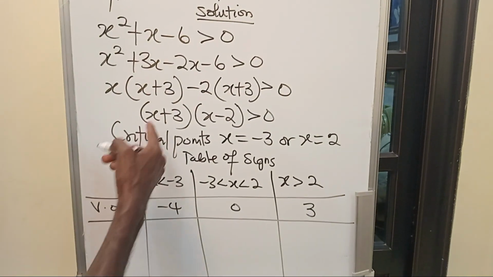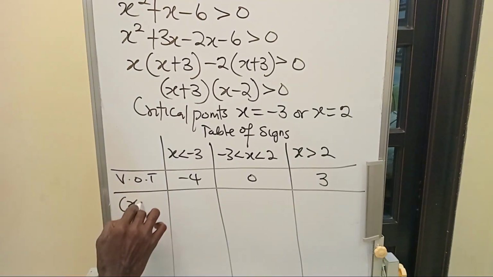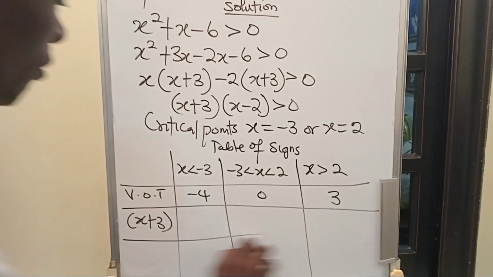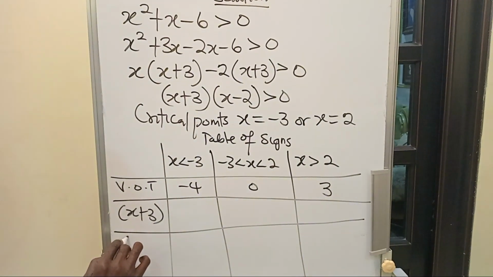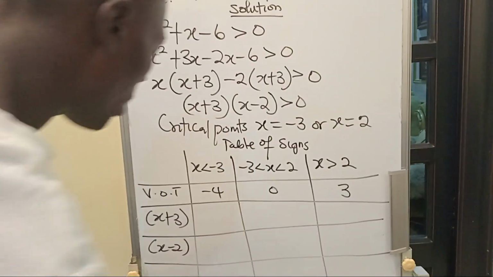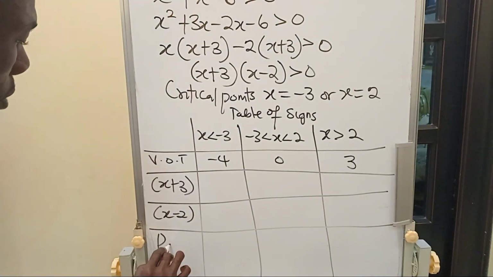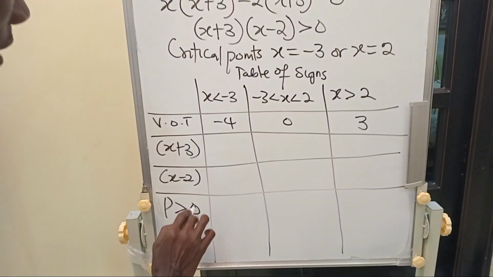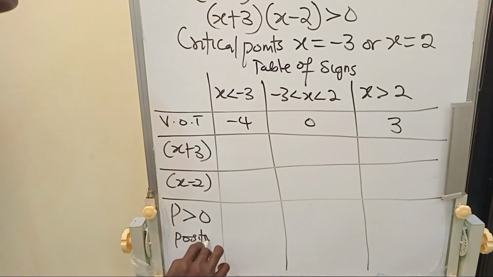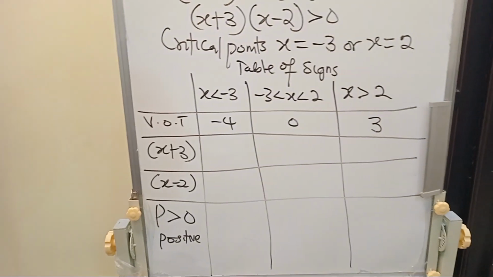So I'll have the first factor, x plus 3, and the next factor, which is x minus 2. If I do this, then I have the product. What does the product say? The product is greater than 0, so positive value, positive region. That is where our solution will lie.